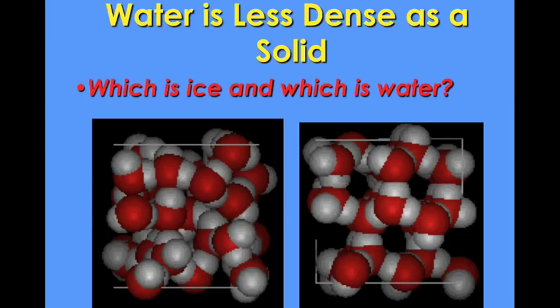Water is less dense as a solid, which is ice and which is water. So if you look at the 2 illustrations, water is less dense as a solid, which is the reason why ice will float on water. So here we have a very dense structure. Here we have a less dense. You can see the holes through it. So this would be our ice. This would be our water.